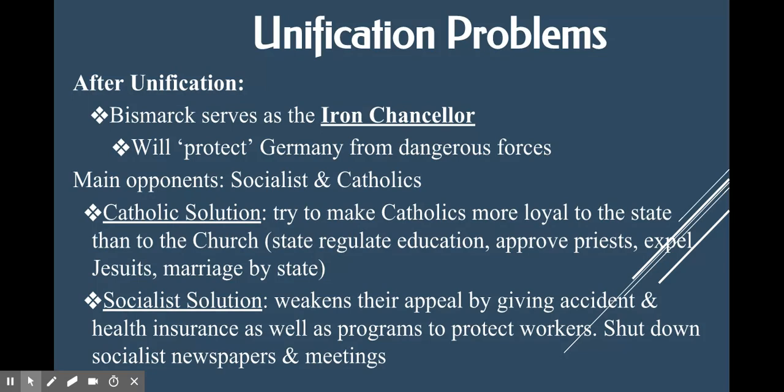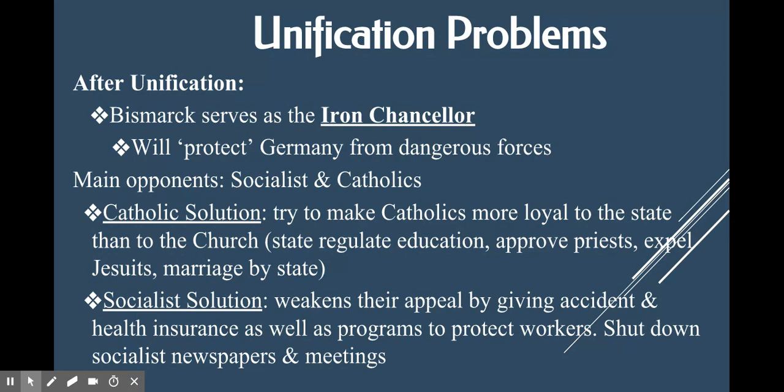So the Iron Chancellor faces really two big problems. The first of which is what to do with the Catholics, because remember, Germany is predominantly Protestant. And so they worry about Catholics' loyalty to the church rather than the state. So he implements state regulated education, state approval of priests, getting rid of the Jesuits, and marriage would be administered by the state rather than the church.